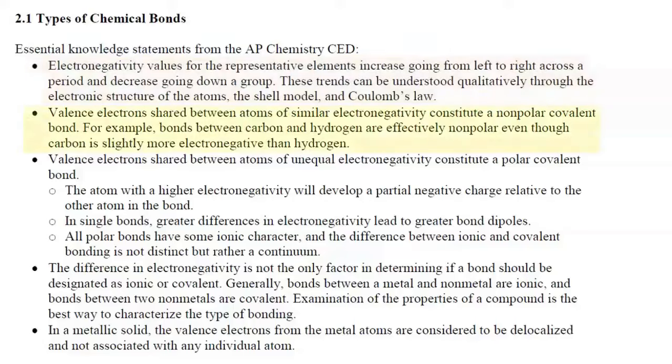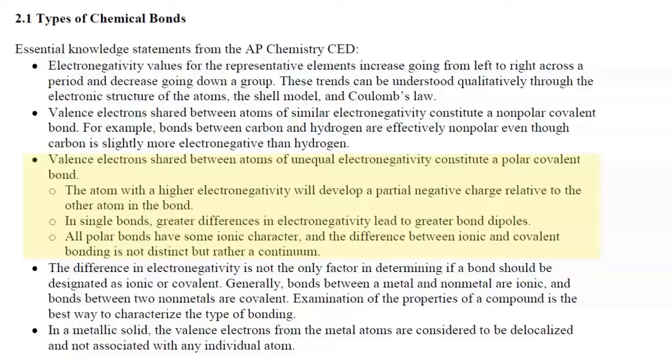Valence electrons shared between atoms of similar electronegativity constitute a nonpolar covalent bond. For example, bonds between carbon and hydrogen are effectively nonpolar, even though carbon is slightly more electronegative than hydrogen. Valence electrons shared between atoms of unequal electronegativity constitute a polar covalent bond. The atom with a higher electronegativity will develop a partial negative charge relative to the other atom in the bond.